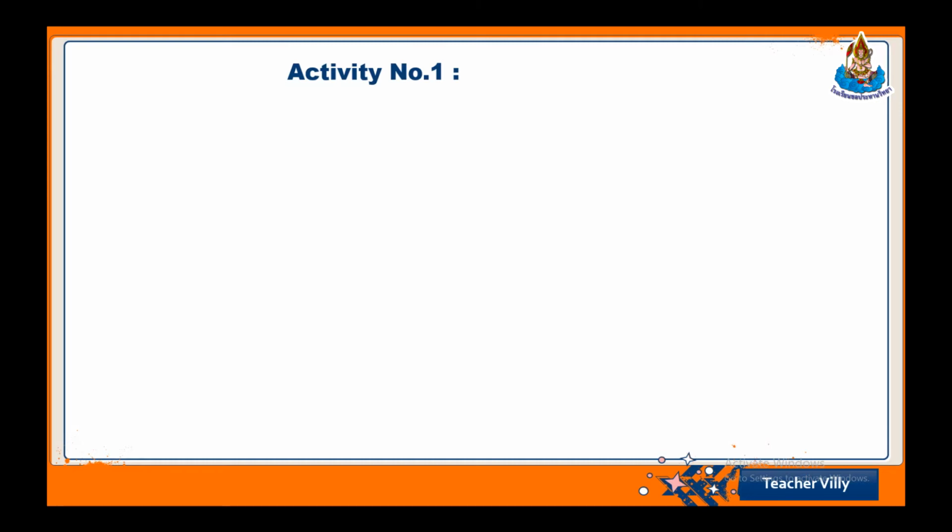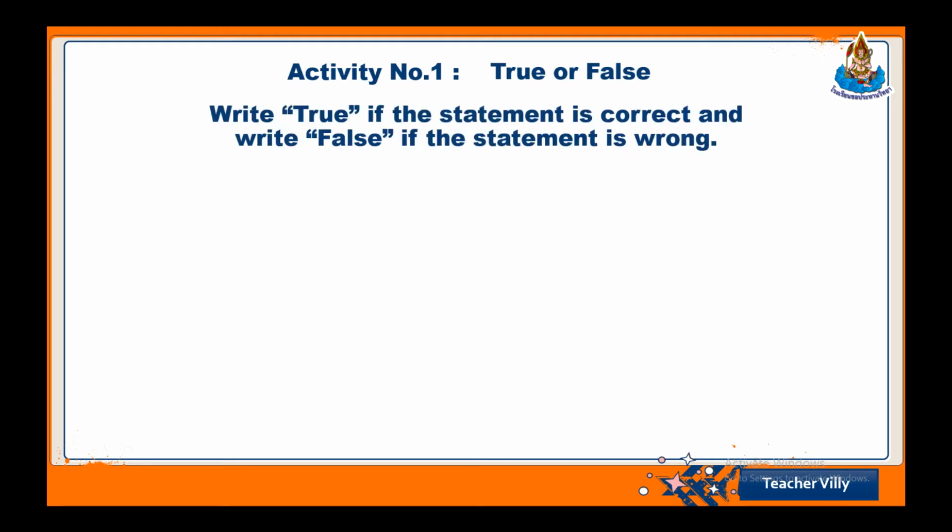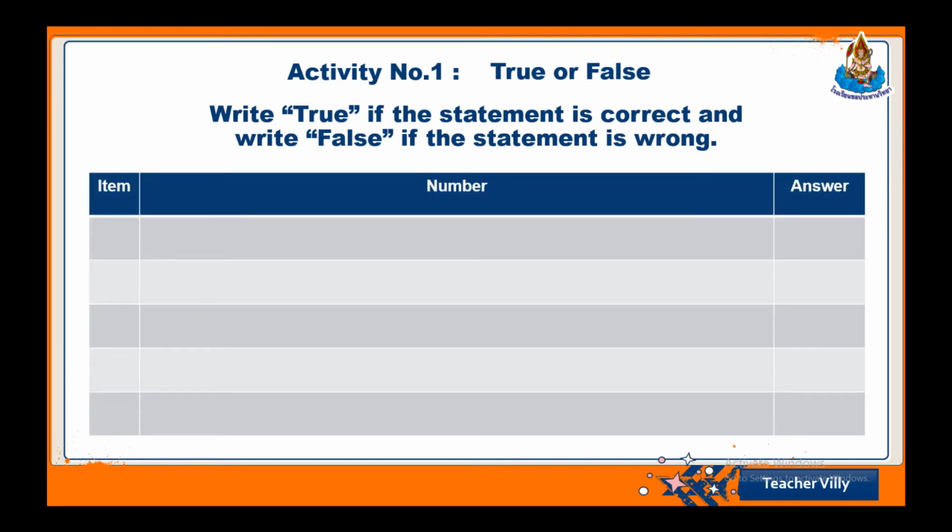Let's start with the first activity. This is true or false. Write true if the statement is correct, and write false if the statement is wrong. So we have the table. Number 1, we have the number and written in expanded form. You have to check it and tell whether it is true or false.